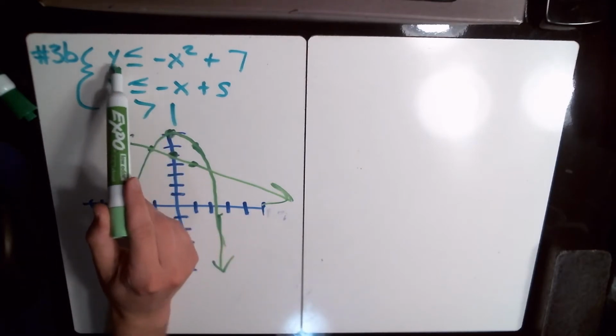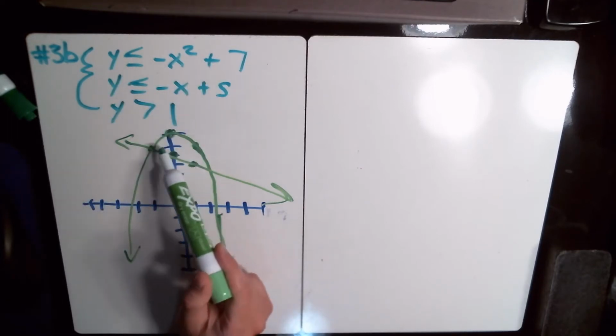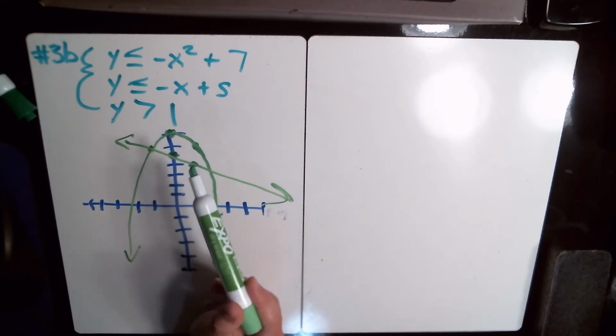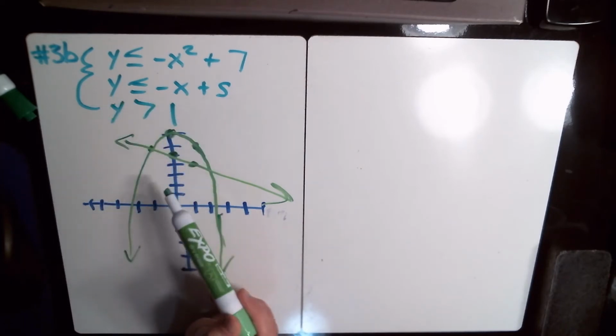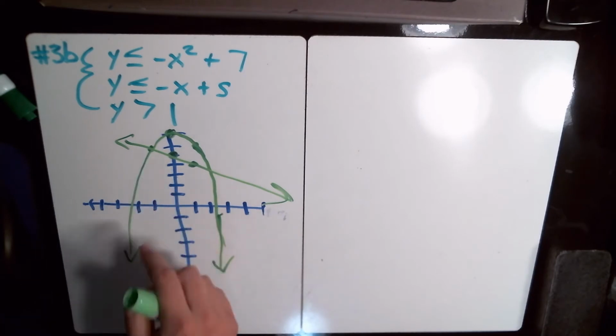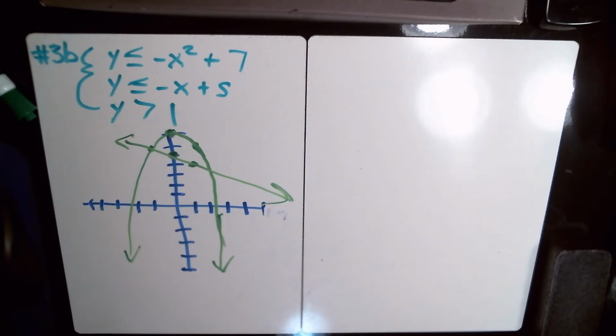And so far, y is less than or equal to this, so we're going to be below the parabola, so down in this range, okay? And then we're also below this line, so right now we're living right in this region right here, okay? So that's where we are.